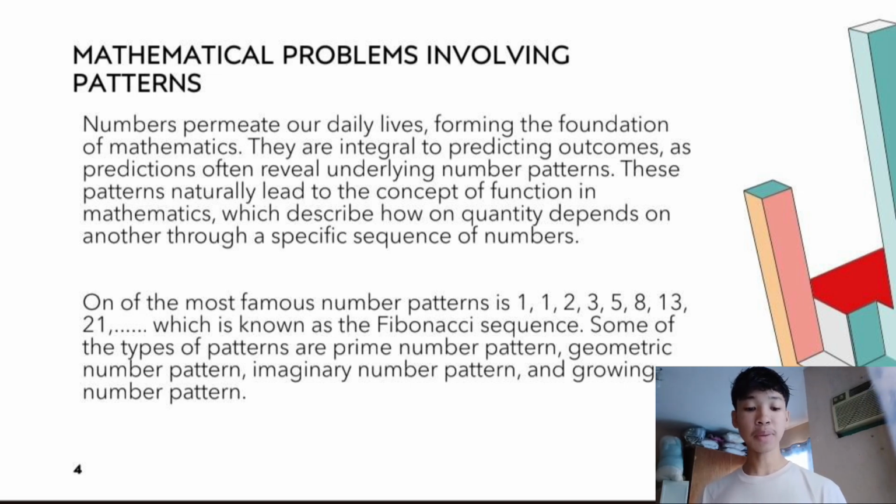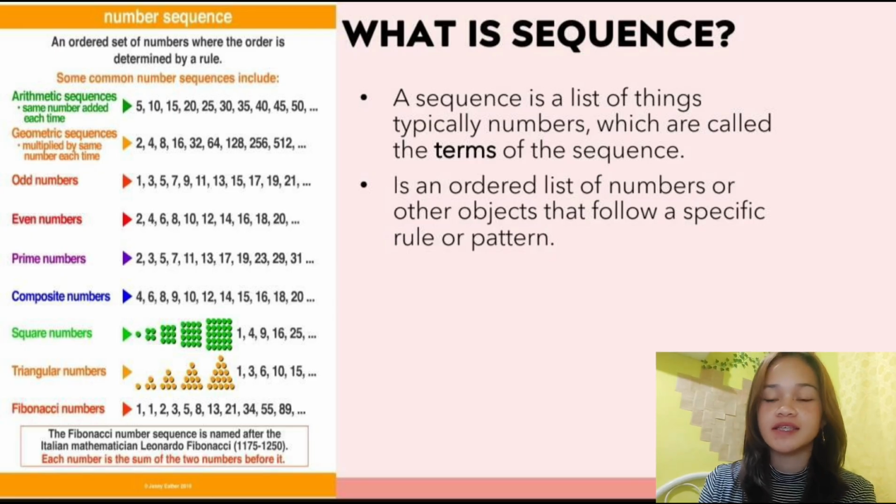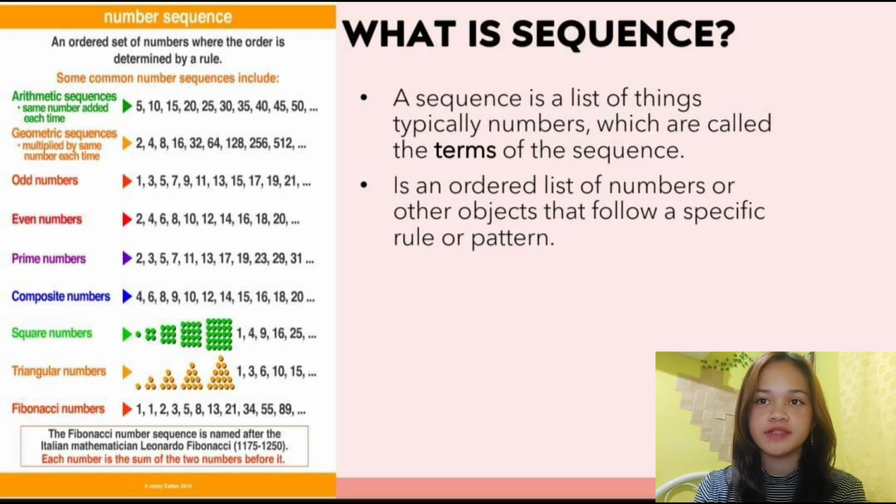Some of the types of patterns are prime number, geometric number patterns, imaginary number patterns, and growing number patterns. Let's define what a sequence is. A sequence is basically a list of numbers arranged in a specific order following a rule or pattern. For example, there's a pattern in how numbers are added or subtracted.